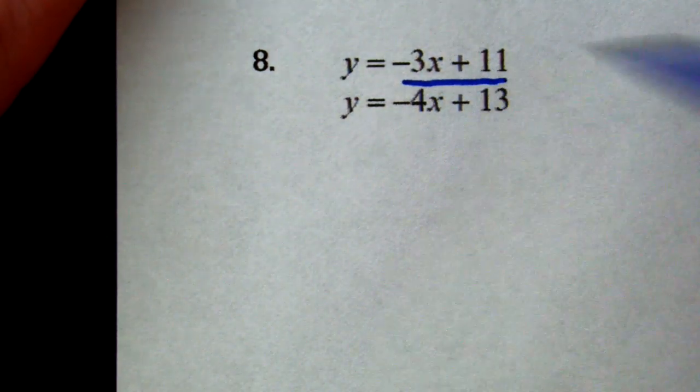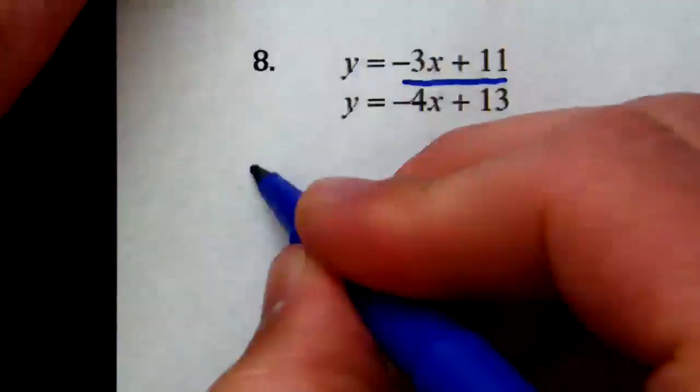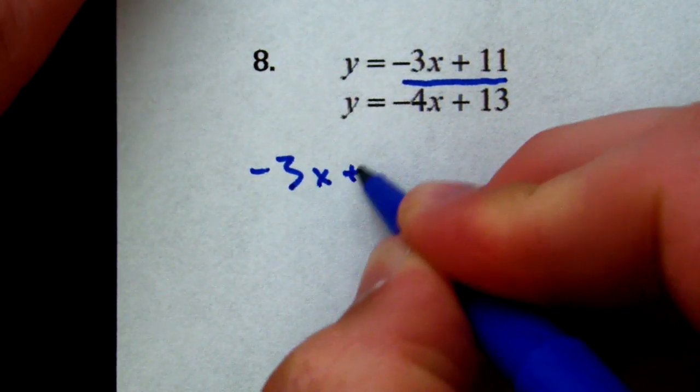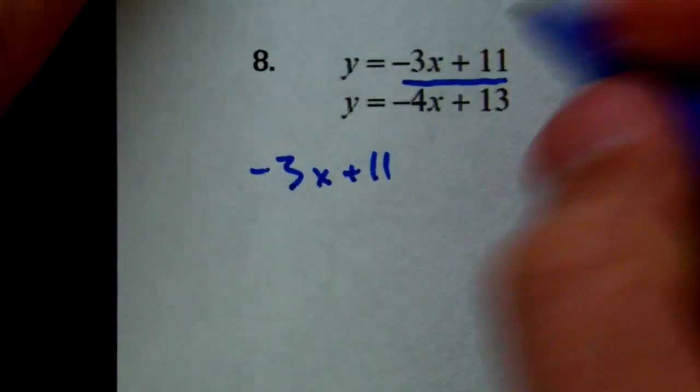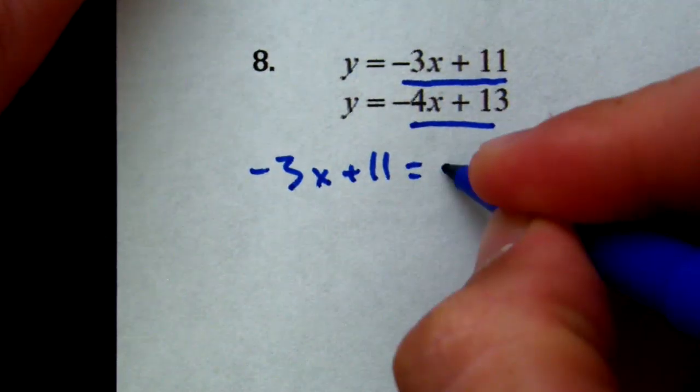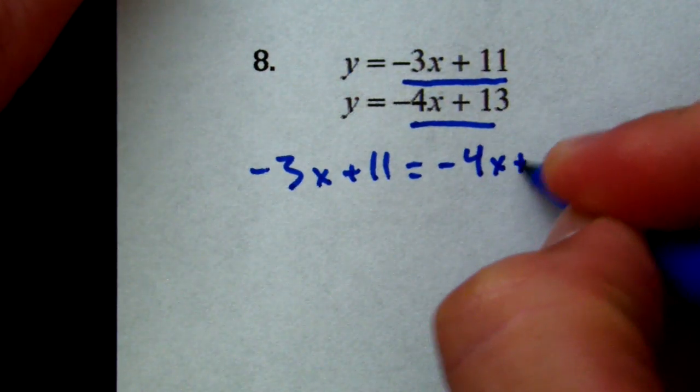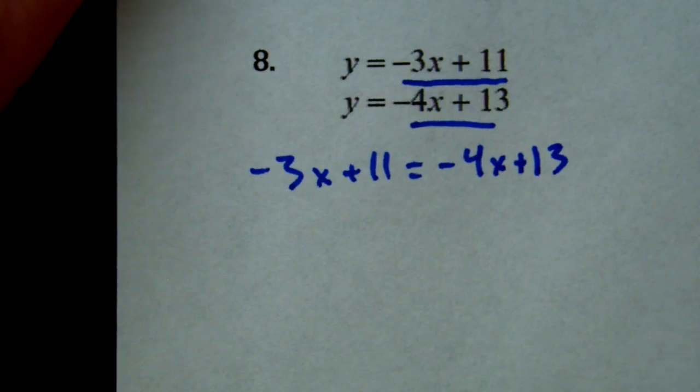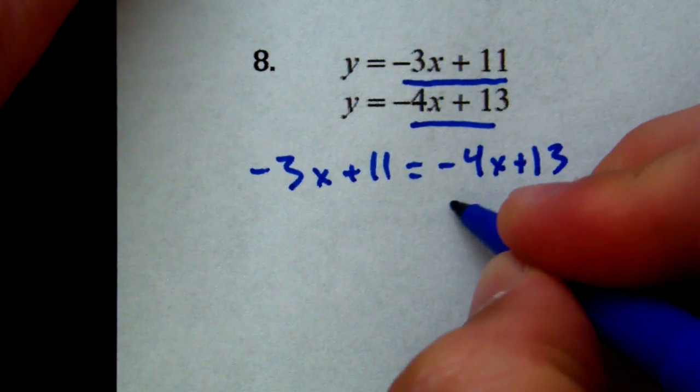So I'm going to take this mx plus b, y equals mx plus b. So negative 3x plus 11, just like that. I'm going to set it equal to the second one, which is negative 4x plus 13, just like that. Now we solve for x. And again, I'm going to go kind of quick through this.